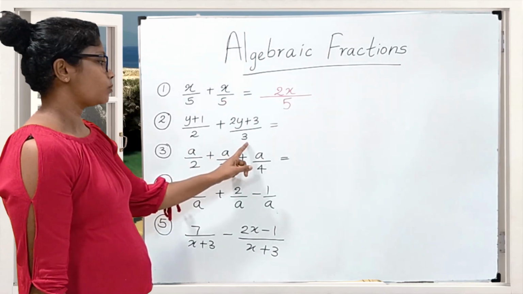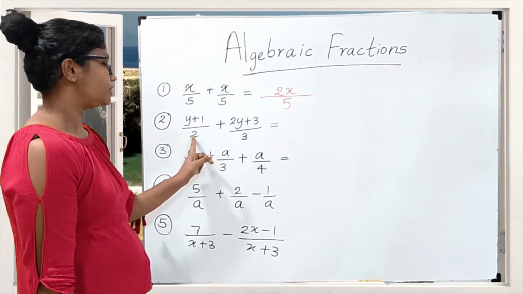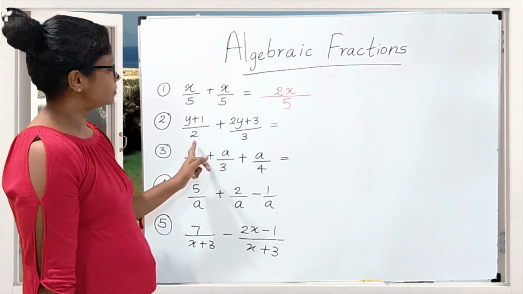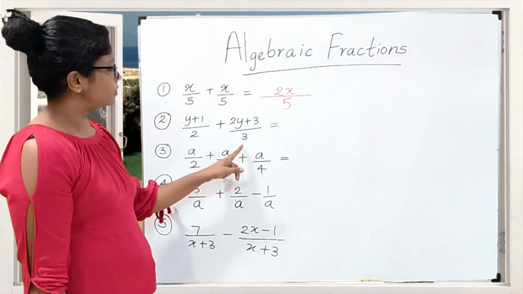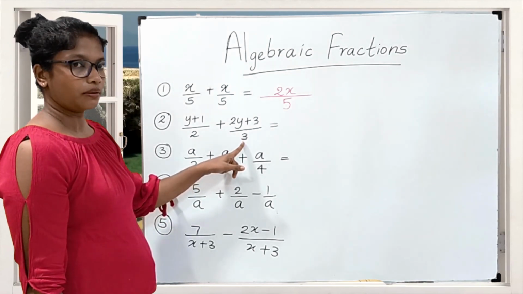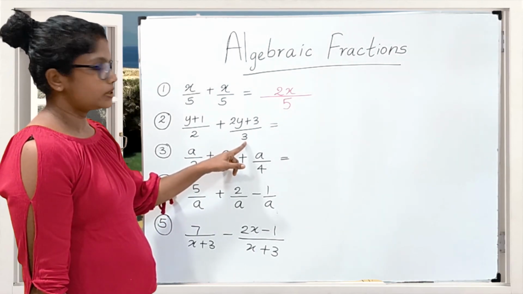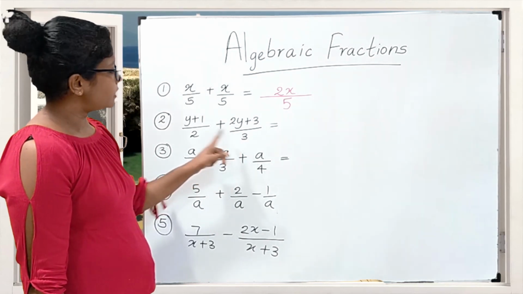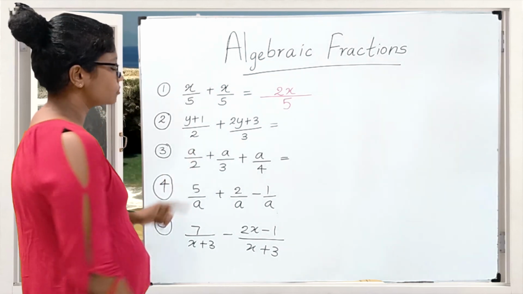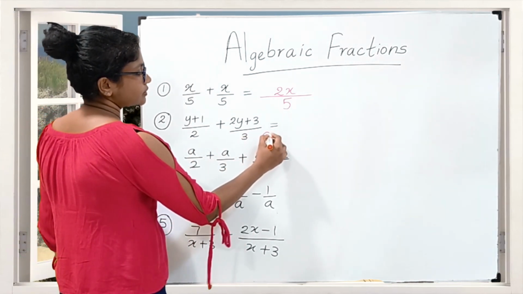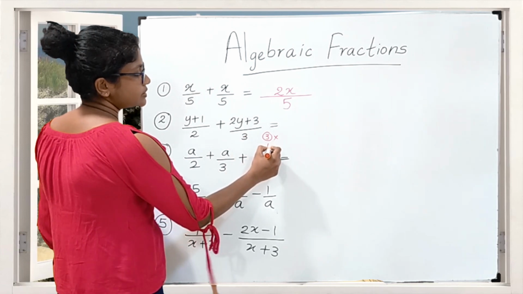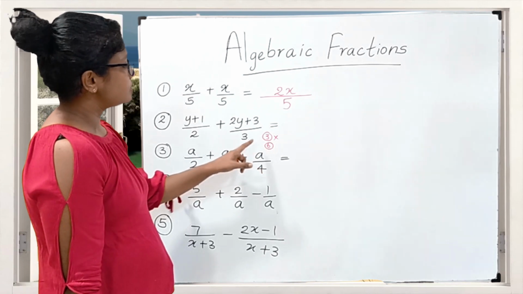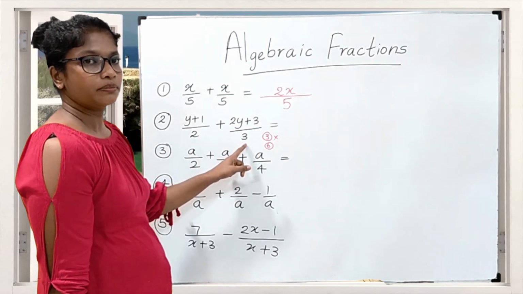Then what about this? 2 and 3. What is the common denominator here? 2, 3. The highest value is 3. Can we get 3 as the common denominator? No. Why? We can't divide it by 2. So, we can't get 3. And can we get 6, the multiple of 3? Yes. 6 is the common denominator here.